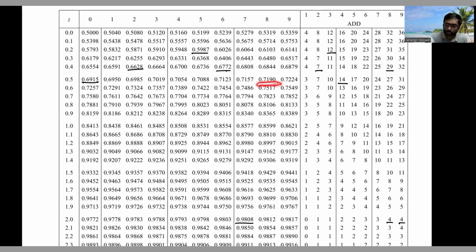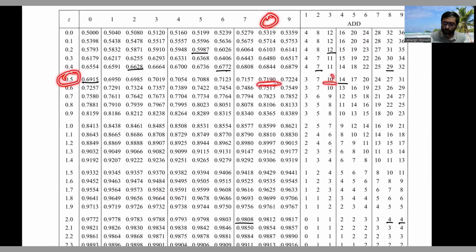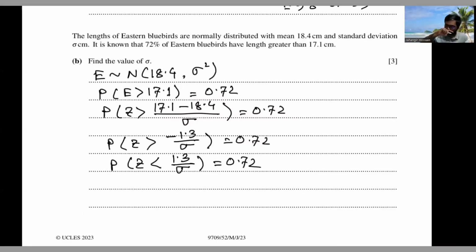0.7190. We have to add 10 with this, and for this one, the value of Z is 0.583. So we have 1.3 by sigma equals 0.583. So sigma is 1.3 divided by 0.583. If you give it to 3 SF, it will be 2.23 centimeters. That's the value of sigma in this case.